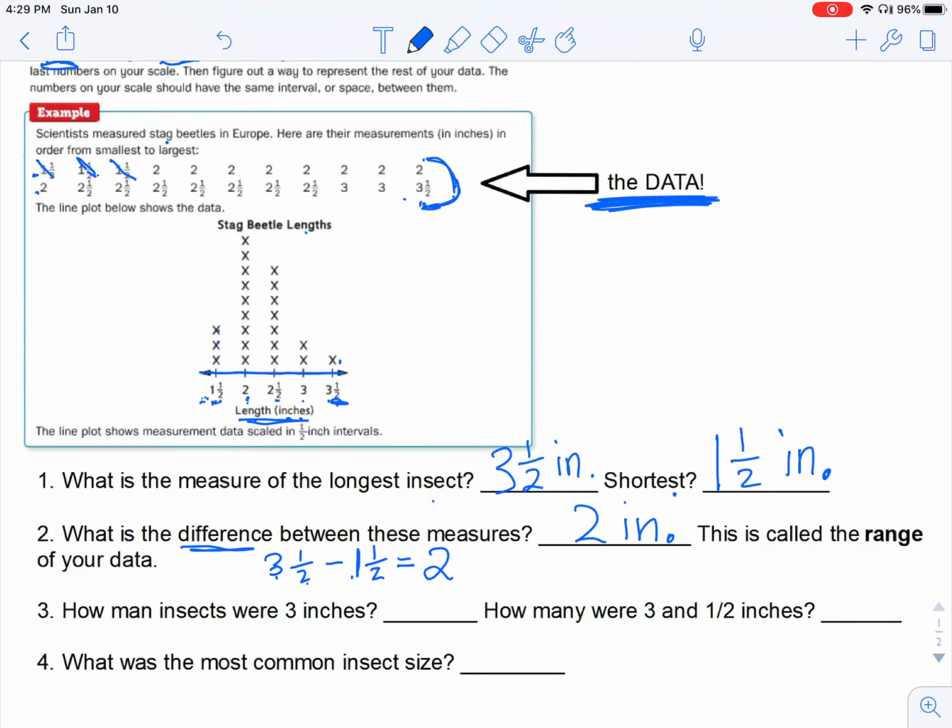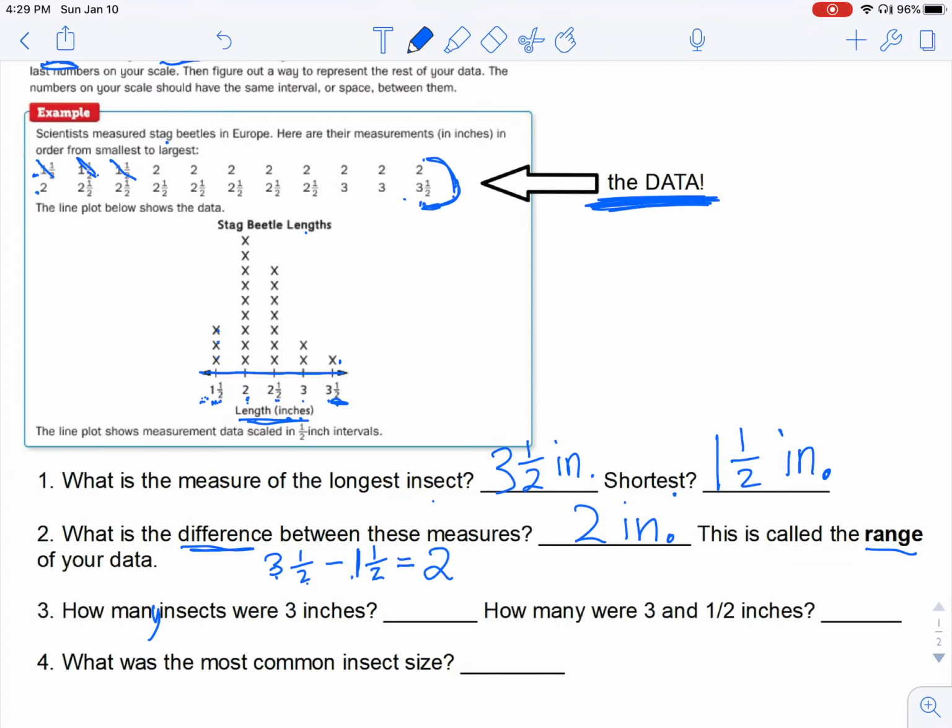This is called the range of your data. The range of your data. Say it with me. The range of your data, which means how far your data spans. Now here's where the line plot really comes in handy. Oops, that was missing a Y. How many insects were 3 inches long?